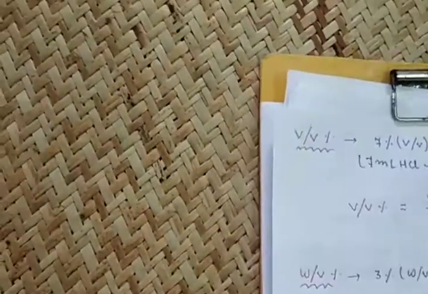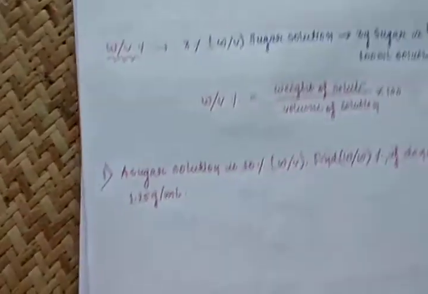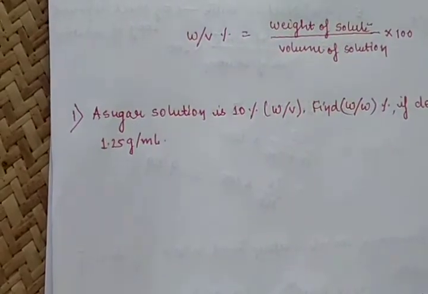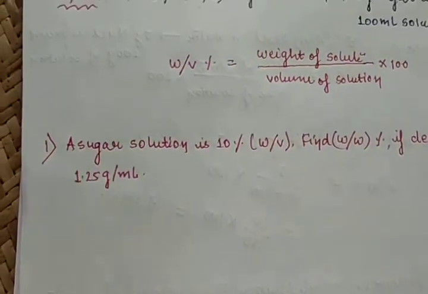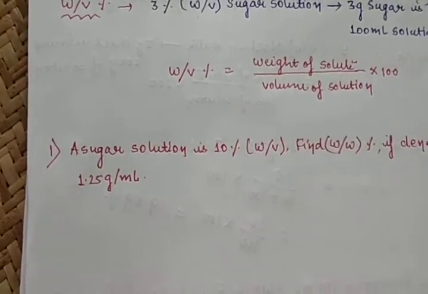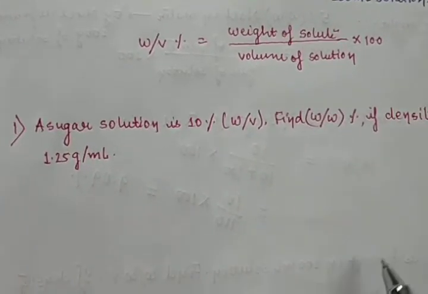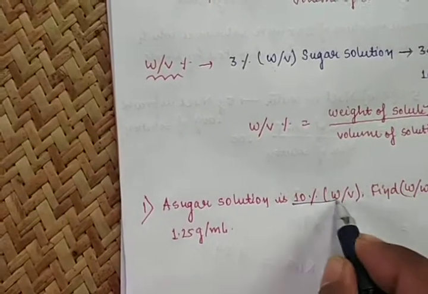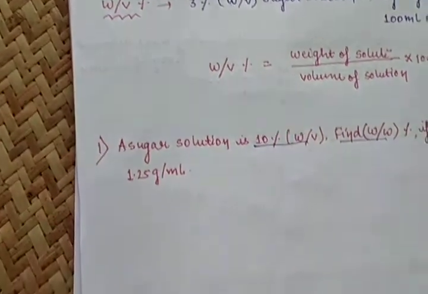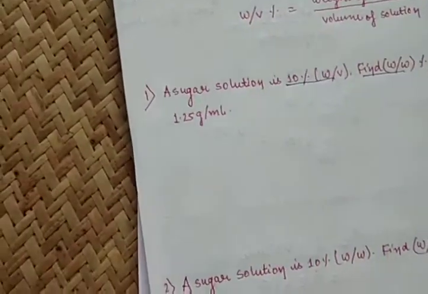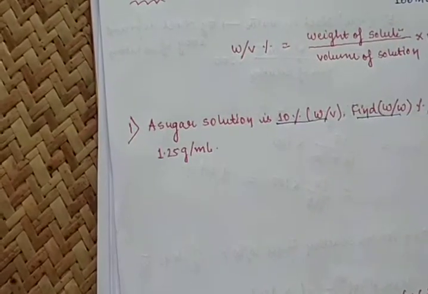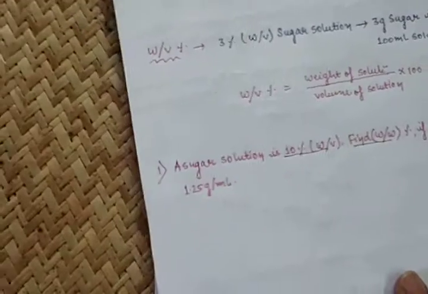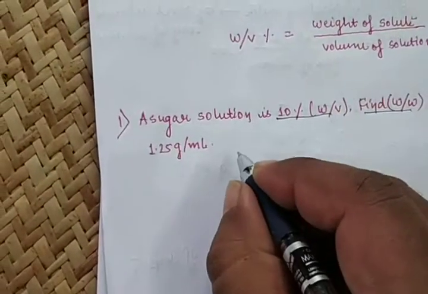Okay, now here the question. A sugar solution is 10% W by V, means 10% W by V is given, and find W by W percentage. Okay, so how to find? So first you focus on what is the meaning of 10% W by V? So first you write down 10%.